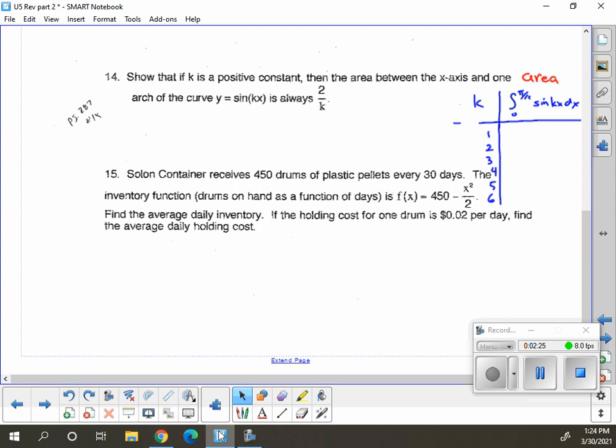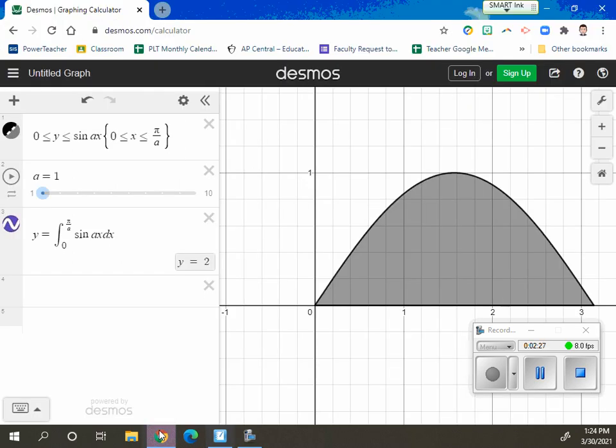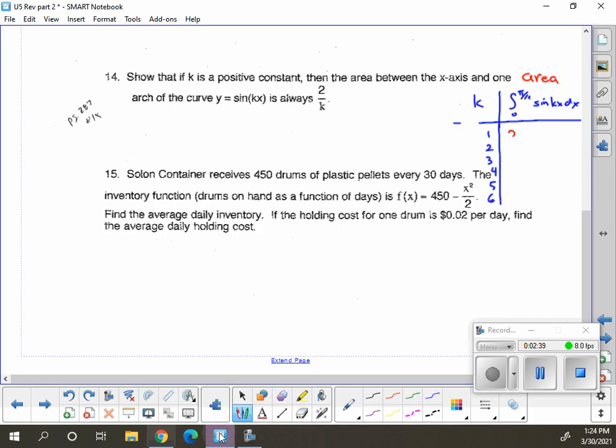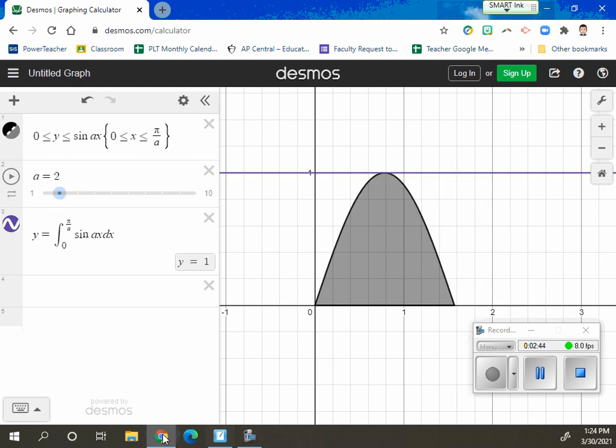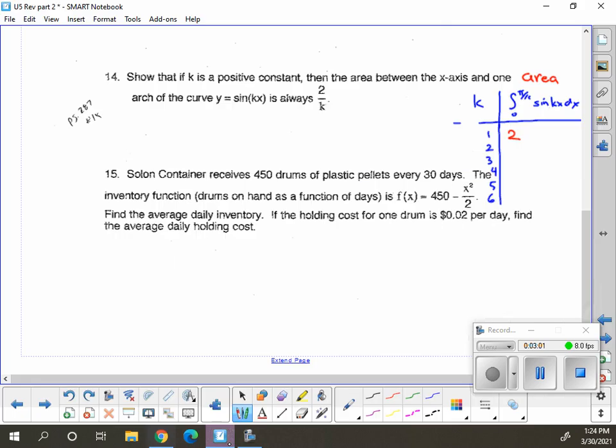Jumping back to Desmos, when it's 1, we can see that the curve goes from 0 to pi, and the integral is 2. So we're going to come in here and say equals 2. Then I'm going to jump back over here and move a to equal 2. Notice how the value of the area is now only 1. I've made it half as far from left to right, and so it's now a size of 1. If I come back here, I get 1, or you could think of it as 2 divided by 2.